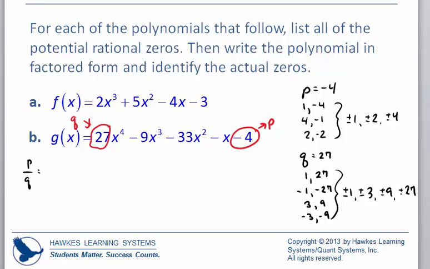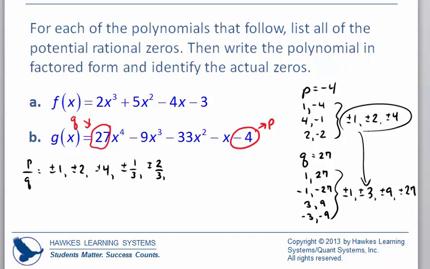So we're going to place each of these P values over 1, and I'm going to simplify as I go. So 1 over 1 is just 1. 2 over 1 will be 2. 4 over 1 will be 4. Now we're going to take those and put them over 3. That gives me 1/3, 2/3, and 4/3.